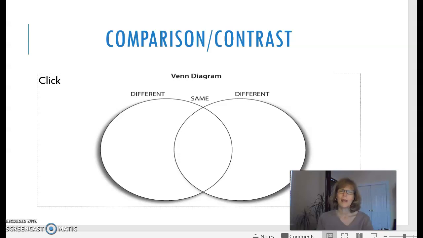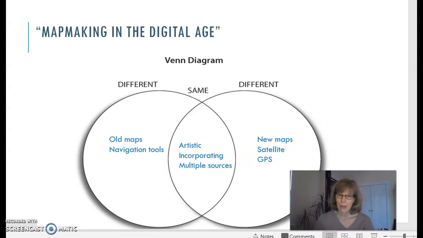Here's just one more, showing comparison and contrast, showing similarities and differences. Remember when we read the article about map making, and we talked about the old maps, the navigation tools they used, and then the new maps and the satellites and the GPS. Very different tools, and yet there were some things they had in common, right? They were both incorporating multiple sources and using artistic ways to create their maps. So I'm taking notes using graphic organizers.